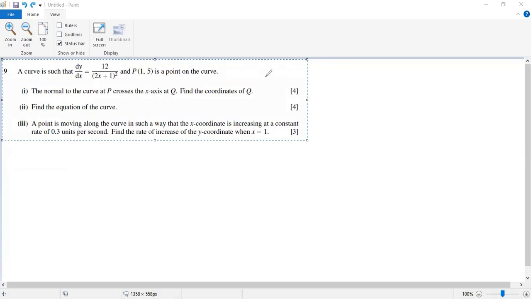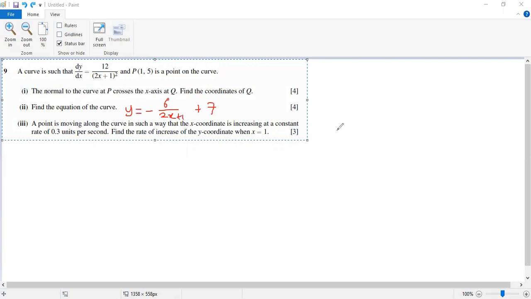Okay, let's continue again on question 9, part 3. Let's read it. Say a point is moving along the curve. So we already solved from the earlier videos: y equals -6 over 2x plus 1, plus 7. We already figured that out from the earlier part.